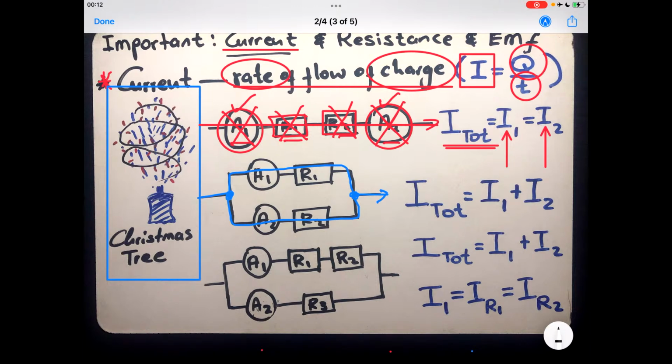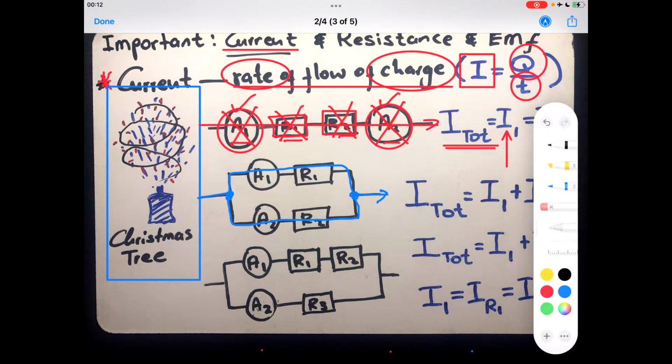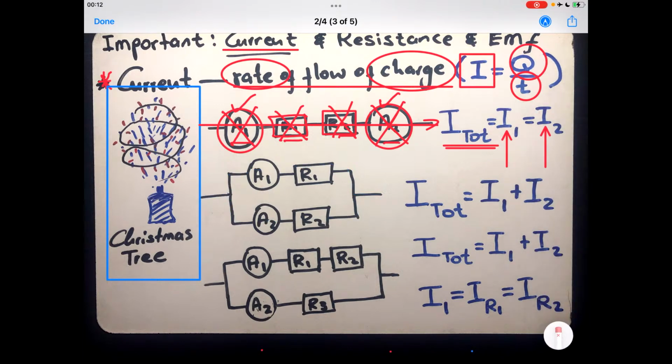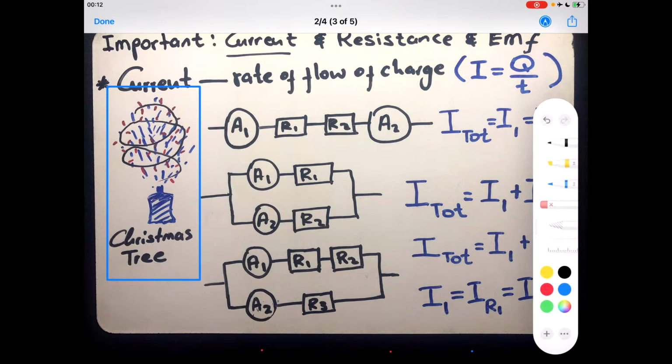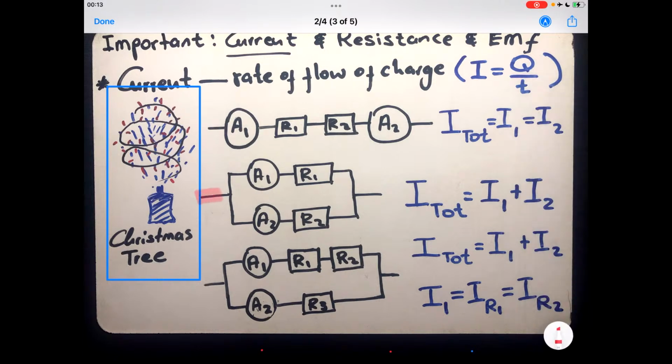Maybe let me try to spice things up and see if that is going to help you understand better. Let me remove all of that, because all of that has been explained. I will still remember to explain that Christmas tree there. Maybe let me try this and see if it's going to work. There you have your current flowing, and when it gets to that point, it splits.